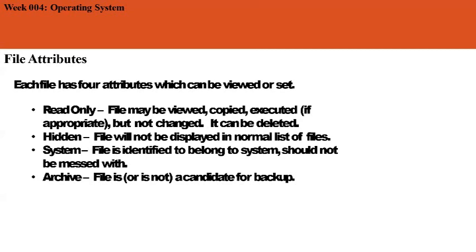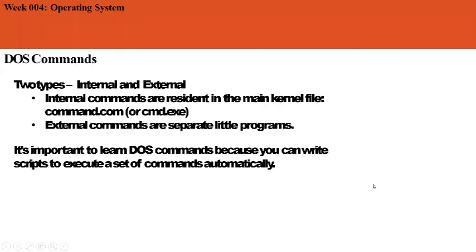So hidden file will not be displayed in normal list of files. So naka-hide lang siya. So once you open a folder, when the file is hidden, you cannot view it. Then system, file is identified to belong to system, should not be messed with. So that is a system. And of course, we have also the archive. So archive file is not a candidate for backup. So these are the different file attributes. We have the read-only, the hidden, system, and the archive.